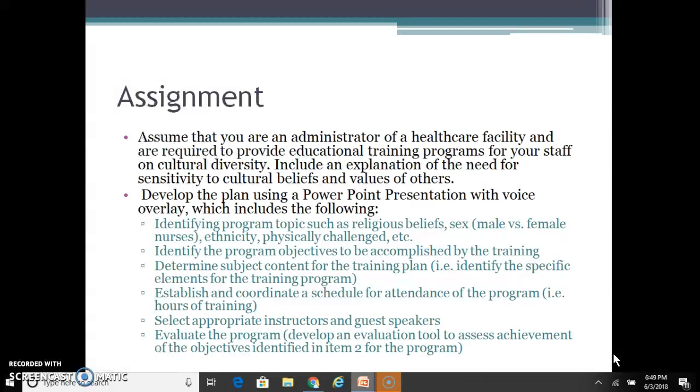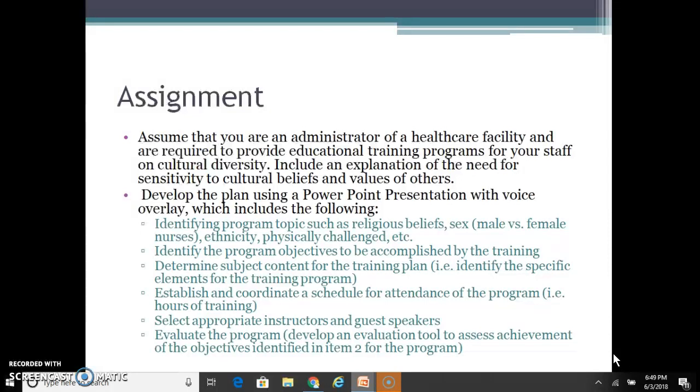This presentation is going to include identifying the program topic, such as religious beliefs, sex, ethnicity, physically challenged. You choose. It can be whatever you want. Identify the program objectives to be accomplished by the training, similar to the objectives that we review every week. Determine subject content for the training plan. So look in some journals and find some content for the specific thing you're going to train on.